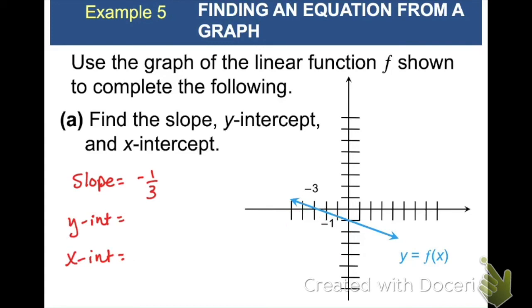Y-intercept is just where it hits the y-axis. So the y-axis goes up and down, so it hits right here at negative 1. The x-intercept is where it hits the x-axis. So here's where it hits the x-axis. It hits at negative 3.